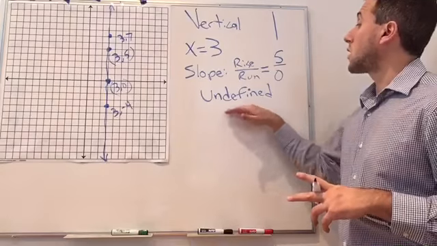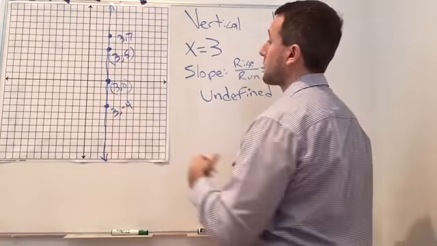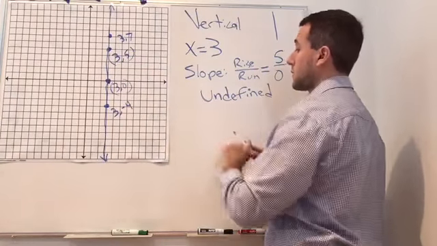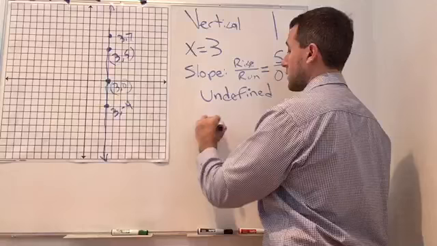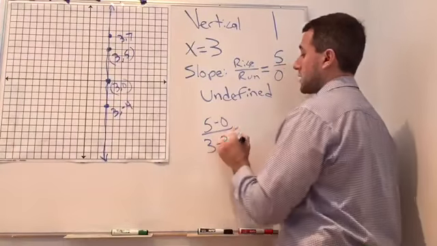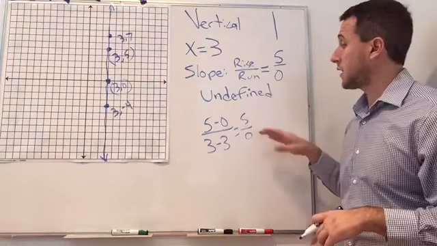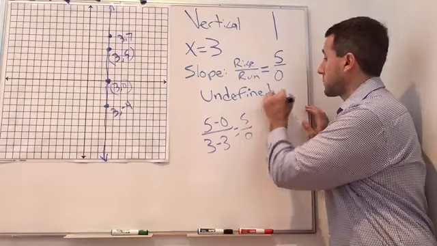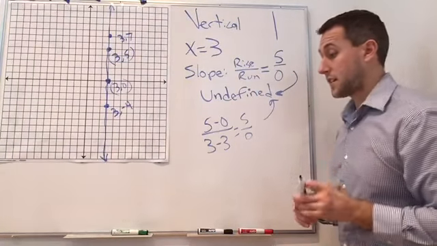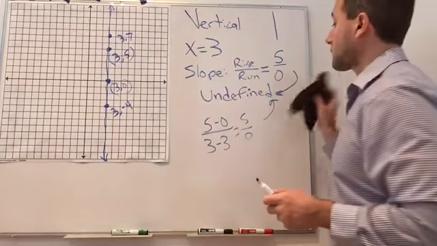Okay? So, if we did the formula, think about the slope formula, it would have been 5 minus 0 on the top, and 3 minus 3 on the bottom. So it would have been 5 over 0. Same thing, right? Just depends on how you want to do it. But your answer will still always be undefined. Anytime you have 0 on the bottom, it's undefined. Okay? That's vertical lines, right there.